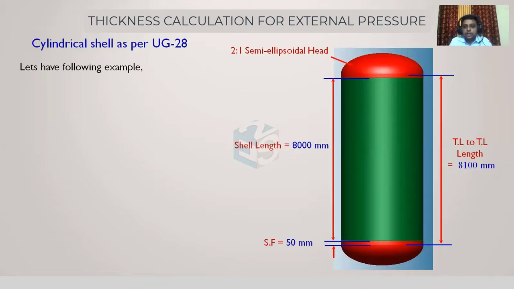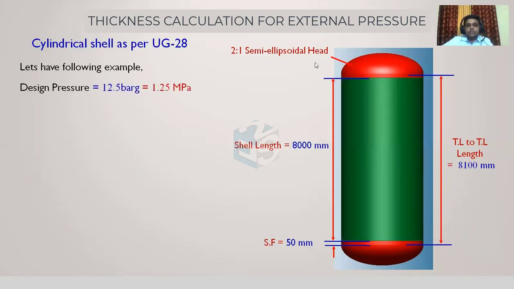So what does this geometry look like? It has a cylinder and two dish ends. The dish ends are 2:1 semi-ellipsoidal heads, and the weld length, that is the actual shell course length, is 8,000 millimeters. Then there is a 50 SF on both sides. SF is nothing but the straight face which will be there. So 50 SF on this side, 50 SF on this side. So the tangent to tangent length, this overall length, would be 8100. So 8100 is our tan length.